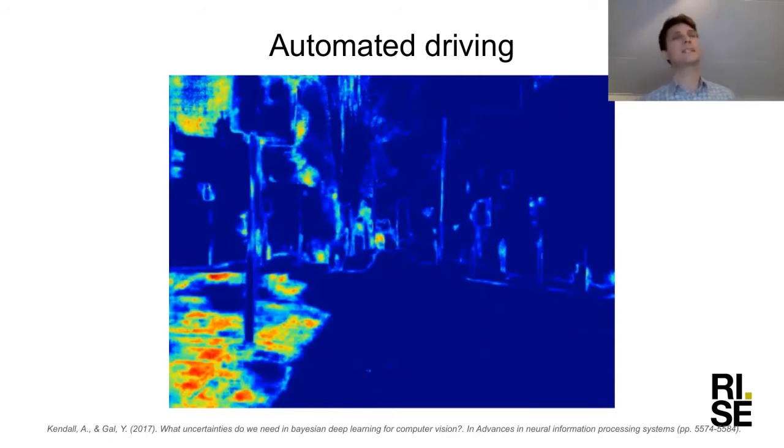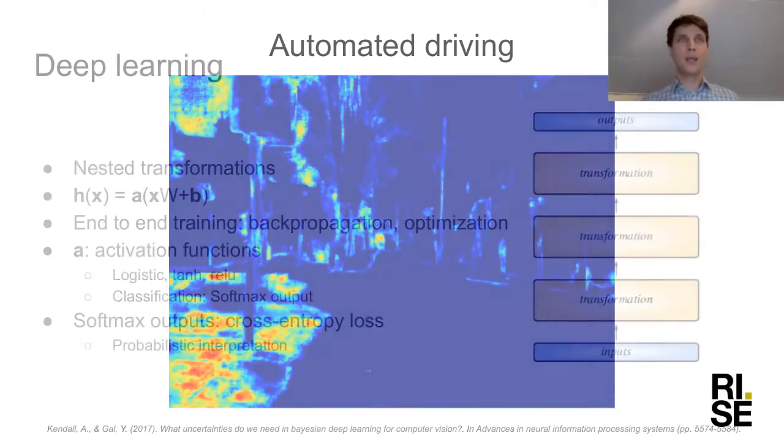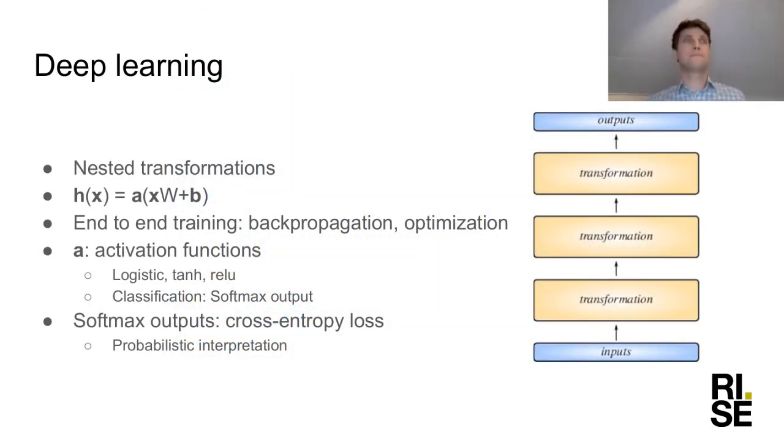This is an estimation of the uncertainty of the prediction. And as you can see, the red areas to the left show us that where the sidewalk is, that's also where this model is very uncertain. Right. So today's topic is uncertainty in deep learning.